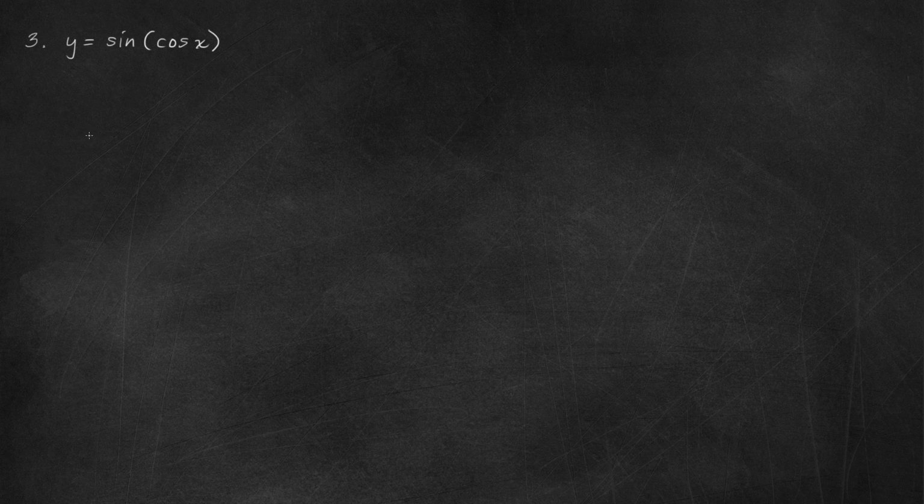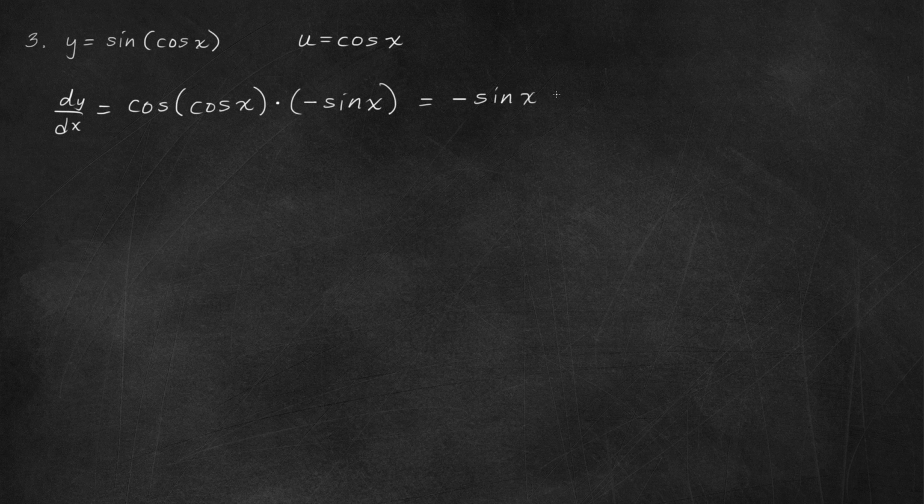Number 3, y equals sine of cosine x. So here my inside function is cosine x. Cosine x is the stuff. So I want the derivative of sine of stuff, and the derivative of sine of stuff is cosine of stuff times the derivative of the stuff, and the derivative of cosine x is negative sine x. There's not much we can do to simplify that. I can take the negative 1 out front, so it's negative sine x times the cosine of the cosine of x.